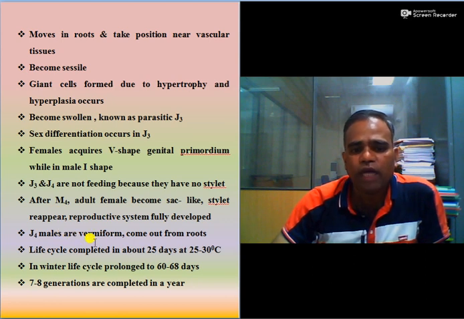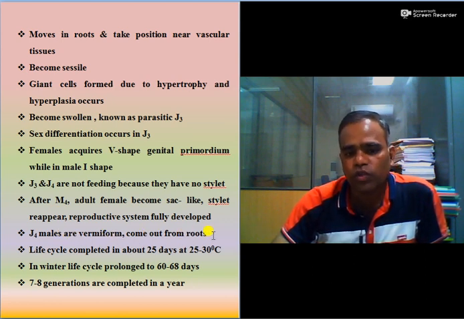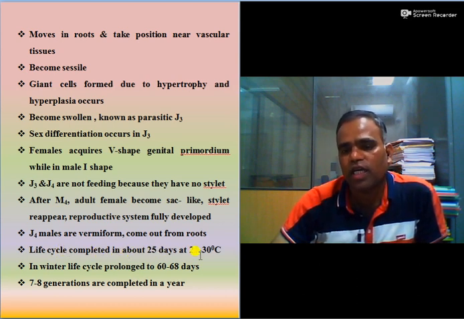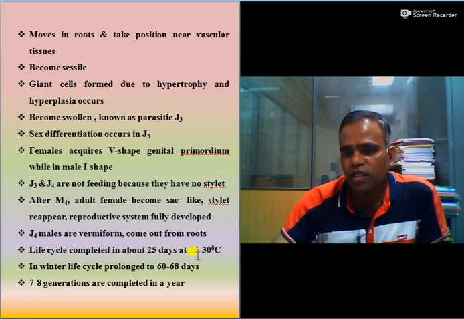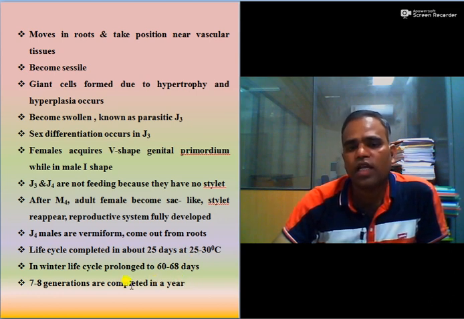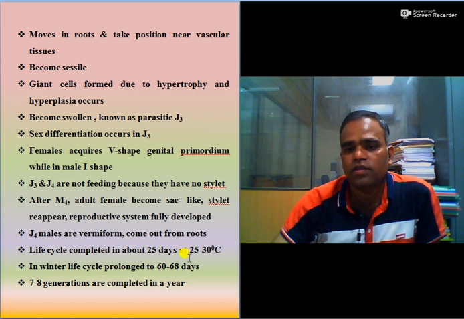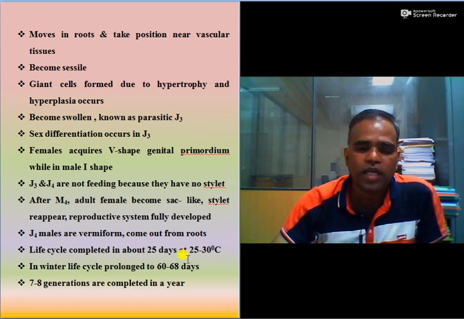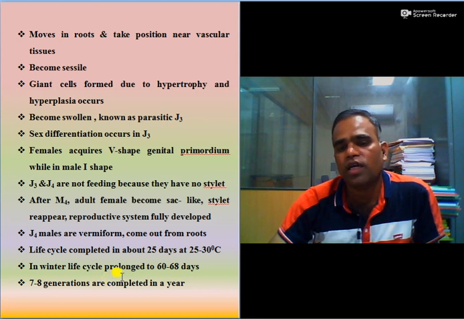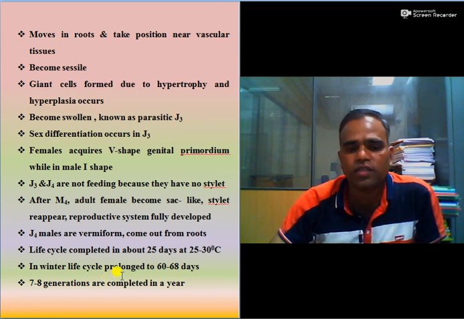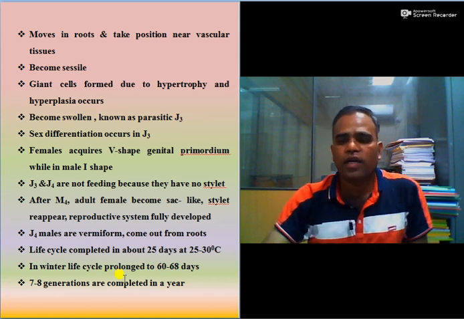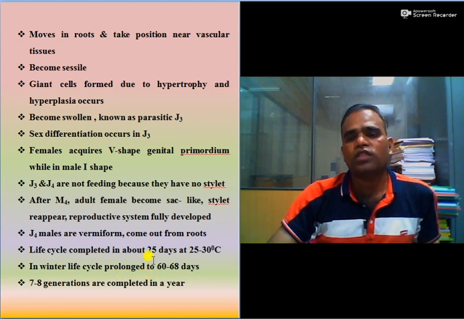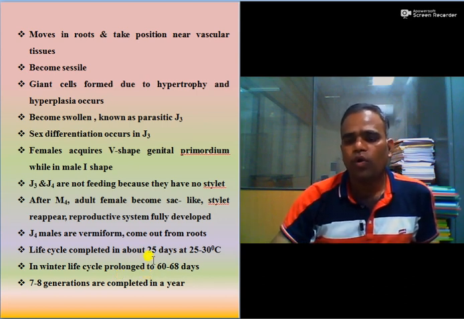Juvenile 4 males are vermiform and come out from the roots. The life cycle is completed in about 25 days at 25 to 30 degree centigrade temperature. If the temperature decreases, the life cycle will be prolonged up to 68 days. So if there is winter season, then the life cycle will be about 60 to 68 days. So 7 to 8 generations are completed in the year. So this is all about the life cycle of root knot nematode.